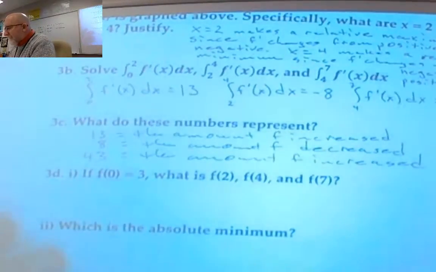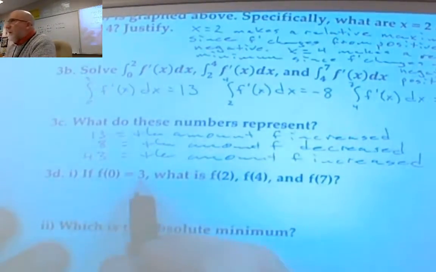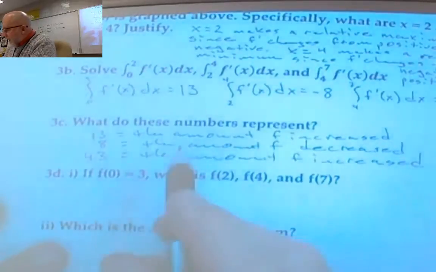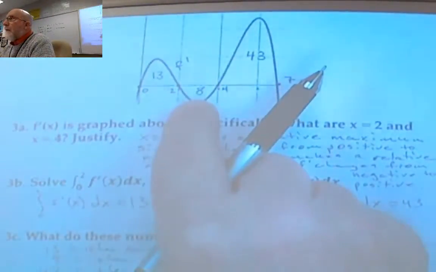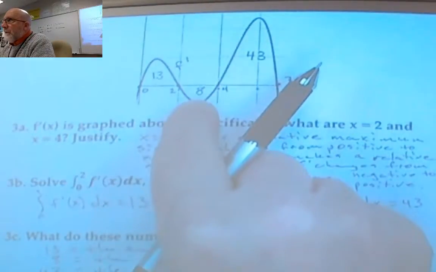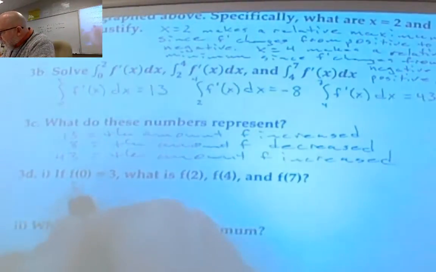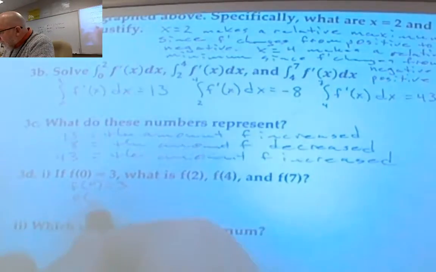Okay. So it says f of 0 equals 3, Andy. Now, this is not f. This is f prime, isn't it? F is the antiderivative of f prime, correct? If f of 0 equals 3, what does f of 2 have to be?